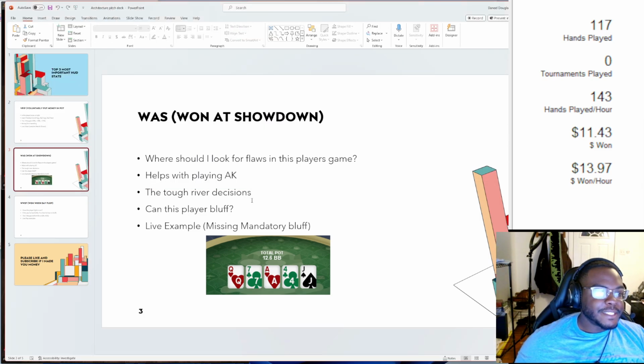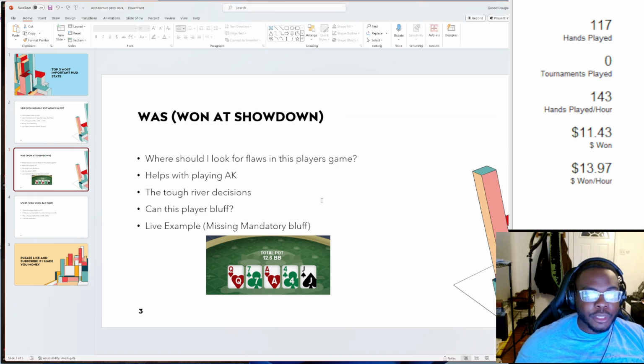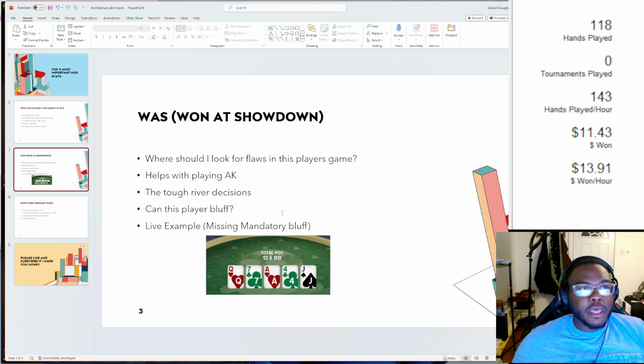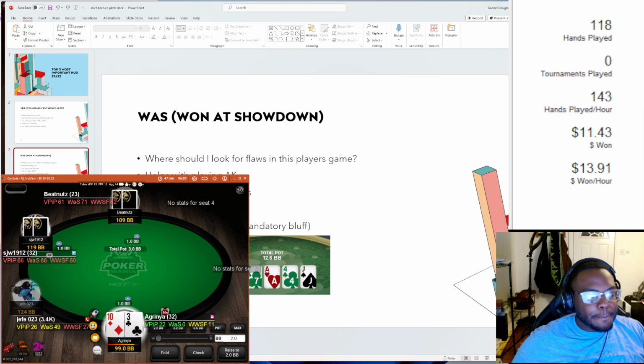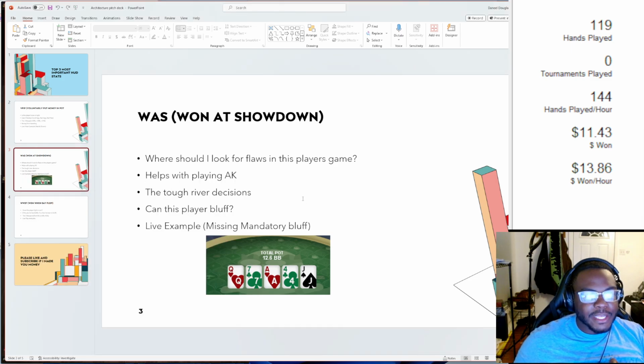Okay, yeah. So this helps us identify flaws in our opponent's game. It helps us to identify if this player is bluffing too much or not enough. It helps us know that this player has clear flaws, and if we know our player has clear flaws, it allows us to now try to discover what they are.